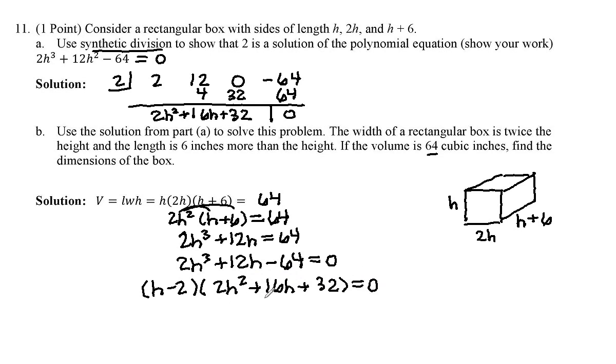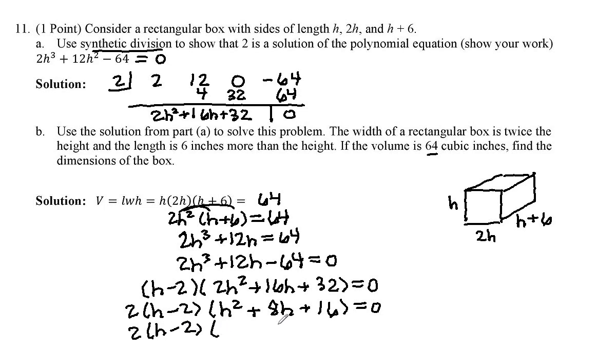And then notice we got a common 2 that we can pull out of there. So 2 comes out in front, h minus 2, and then we've got left h squared, 16 divided by 2 is 8, 8h, and 32 divided by 2 is 16, equals 0. And then notice this guy factors. So this is 2 times h minus 2. It's a trinomial, so we can FOIL backwards on it.